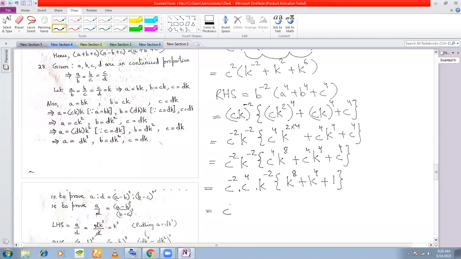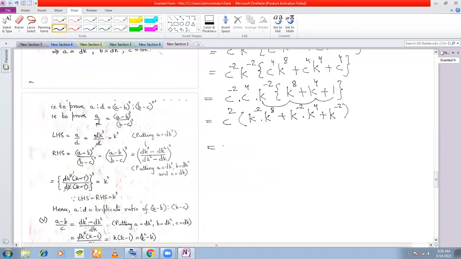Now here c to the power of minus 2 into c to the power of 4 is c to the power of 4 minus 2, which is c square. And this k square, what you do is you multiply with all this. So you get k to the power of minus 2 into k to the power of 8 plus k to the power of minus 2 into k to the power of 4 plus k to the power of minus 2, which is equal to c square into k to the power of 8 minus 2, which is 6, plus k to the power of 4 minus 2, which is 2, plus k to the power of minus 2. Now you see, this is the value of right hand side that we are getting.